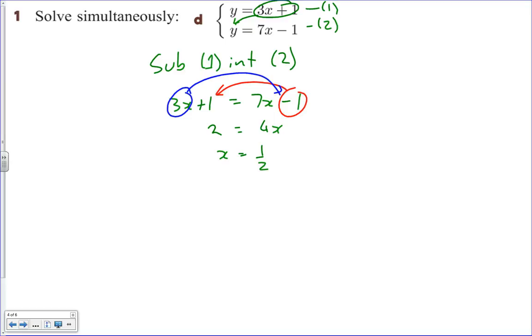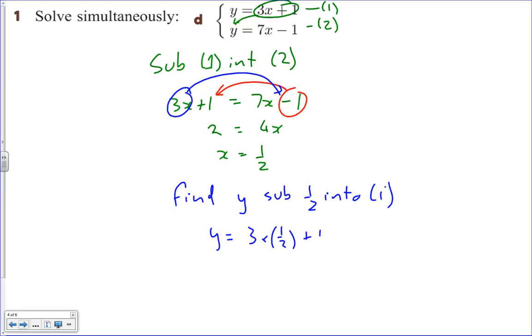Now we're going to do again, find y. Sub a half into, doesn't really matter which one we do, so I'm going to substitute into 1. So y equals 3 times by a half plus 1. So it equals 1.5 plus 1, so the answer is 2.5. So again, check.